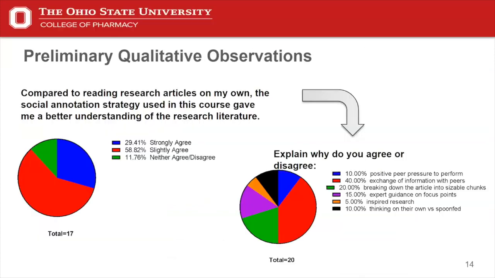All right. So back to the research, after we first looked at comprehension and saw increased comprehension in the students, we also wanted to get a better idea from the student perspective about what was working with the social annotation. So we first start off with, compared to reading research articles on my own, the social annotation strategy used in this course gave me a better understanding of the research literature. We gave that as a Likert question, and we got overwhelming agreement from the students. So that was just under 90% either slightly or strongly agreed with that statement.